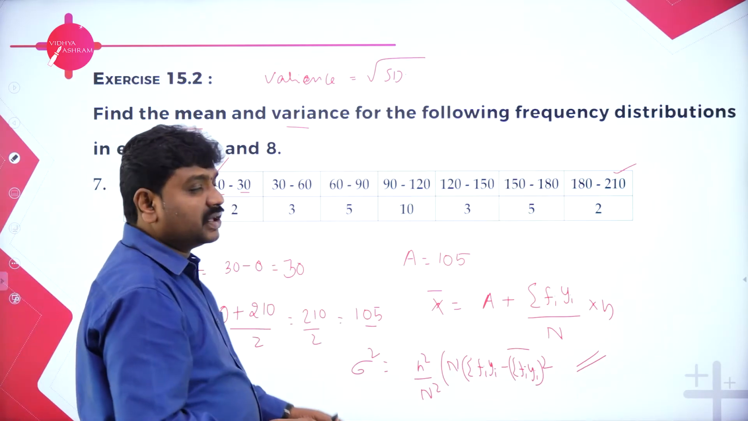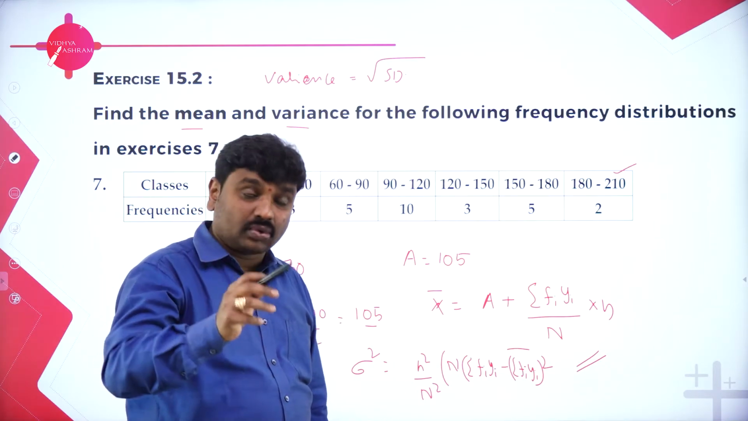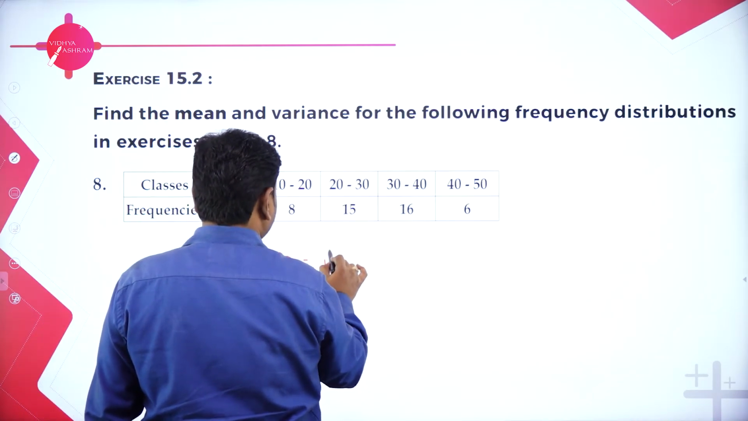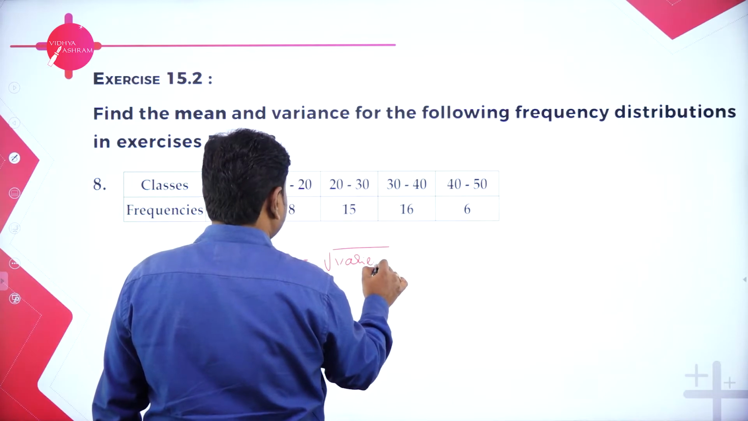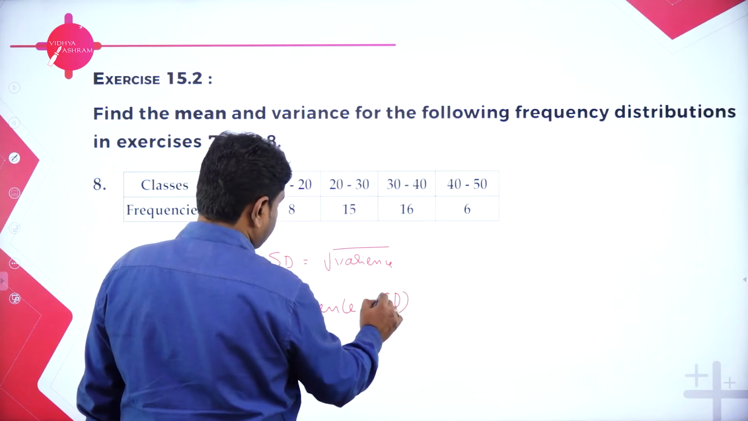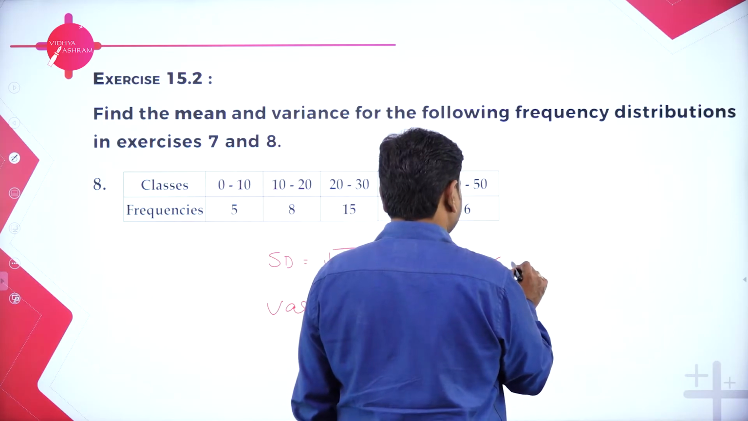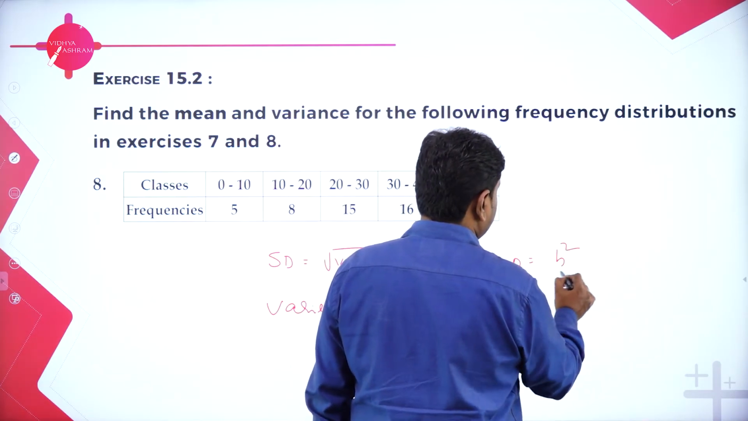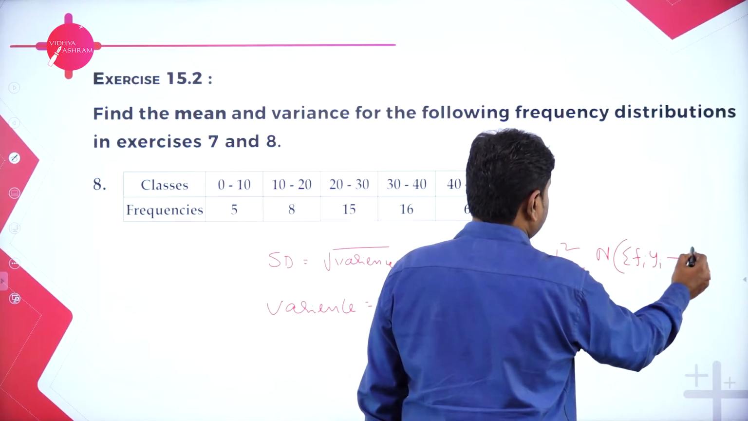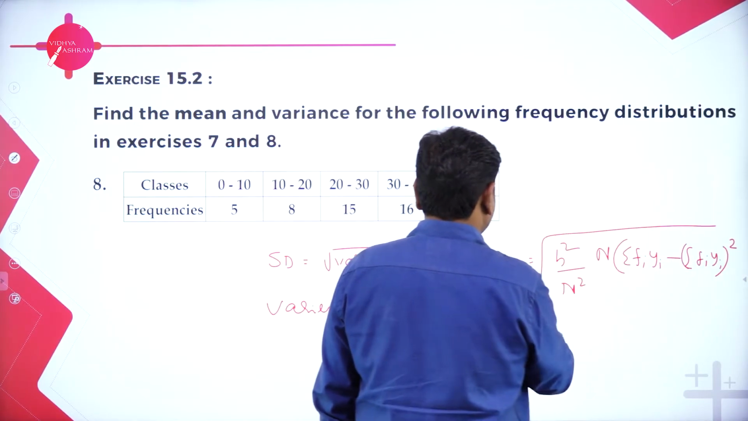What is the variance formula? Standard deviation is the root of variance, so if you want variance, square it. Variance is the square of standard deviation. That's why you write the standard deviation formula and square it. What is the standard deviation formula? It is h square by n square, n into sigma fi yi square minus sigma fi yi the whole square, under the root. So now square the standard deviation.